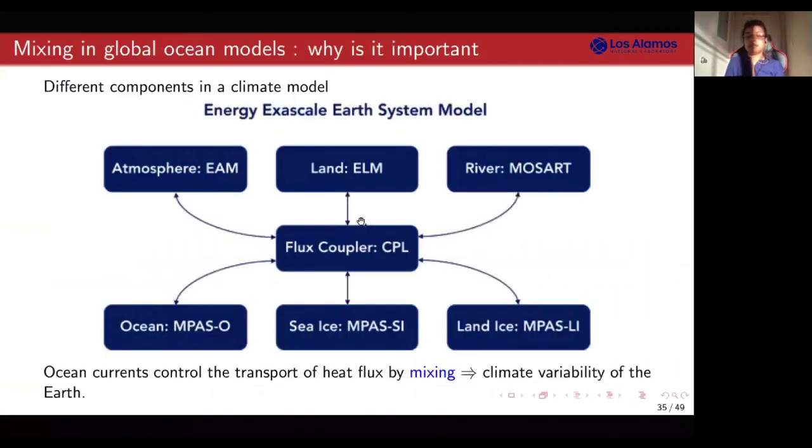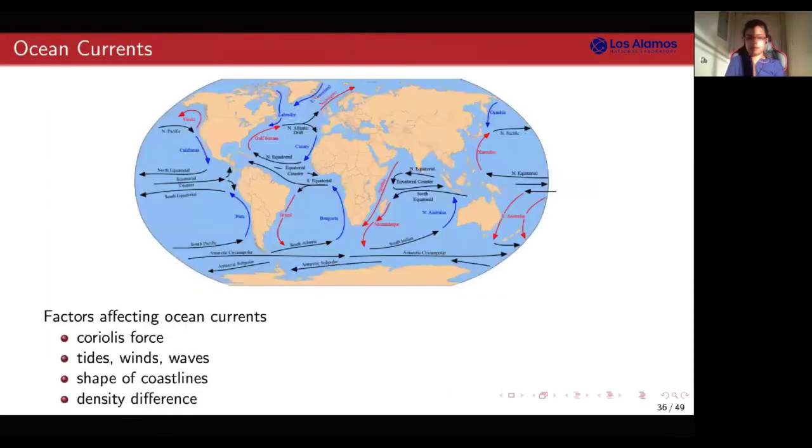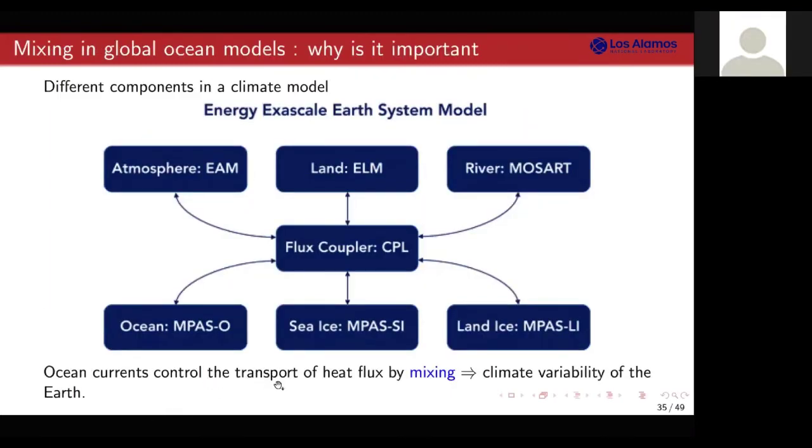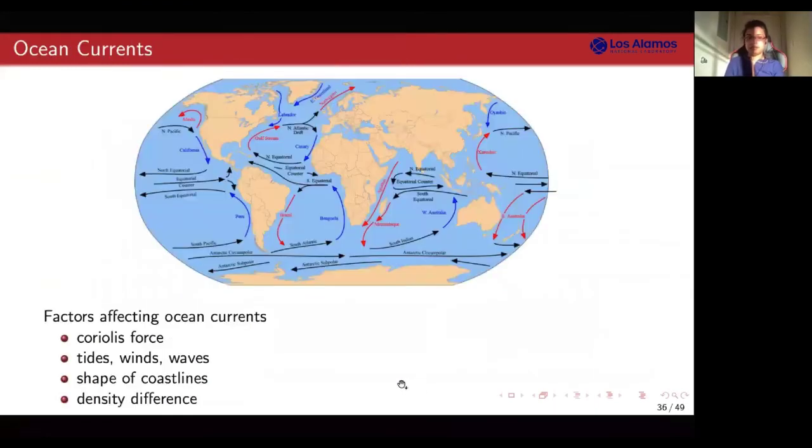Now, of course, in predicting global warming, the whole system is very complex. That is, it has many components. But the ocean is the most important by far because it controls the transport of heat flux in the earth by mixing. And this controls the climate variability of the Earth. So here, as I said, the ocean currents control the transport of heat flux by mixing. So basically, ocean currents control the temperature of the Earth.